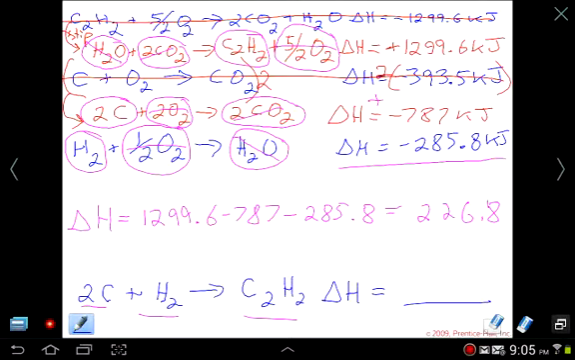So you got 226.8 kilojoules. So this allows us to determine again the delta H of a reaction without doing an actual experiment, but using the delta H's of previous experimental results from these 3 reactions. And this is the power and the beauty of Hess's law.